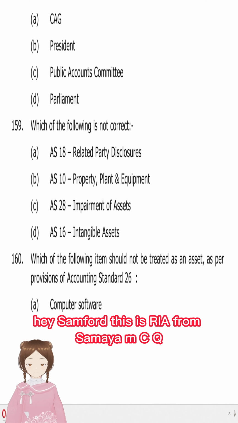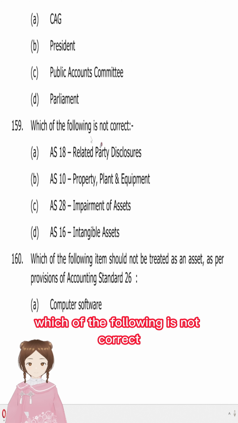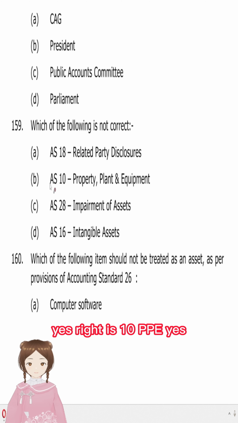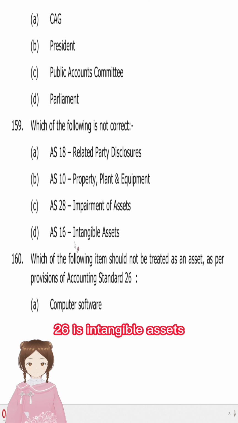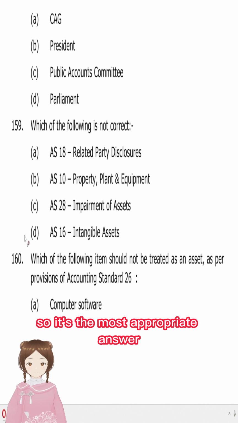Hey Sampham, this is Shreya from Samaya, MCQ 159, CA Inter. Which of the following is not correct? AS 18 is related party disclosures, yes, right. AS 10 is PPE, yes. AS 28 is impairment of assets, yes. AS 16 is borrowing cost. AS 26 is intangible assets. So option D is the option which is not correct. So it's the most appropriate answer.